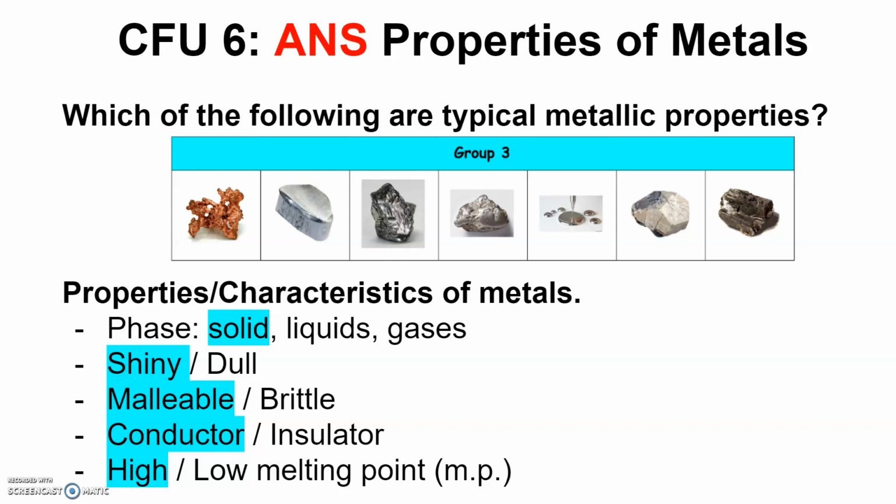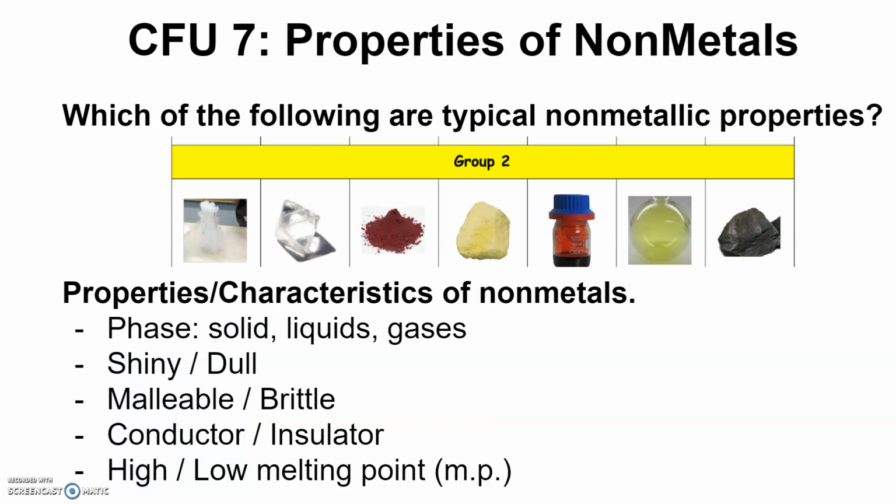Okay, so metals are typically solid. They're typically shiny, most of them. They're malleable, they bend. Many are good conductors, not all, but many. And they typically have high melting points, not all, but many. All right, you're going to try the same thing now with the properties of nonmetals. So pause the video now. When you press play again, the answer will be revealed.